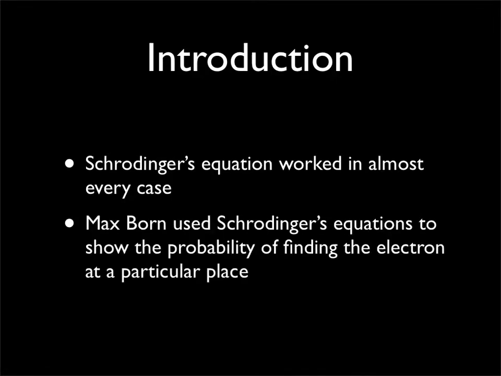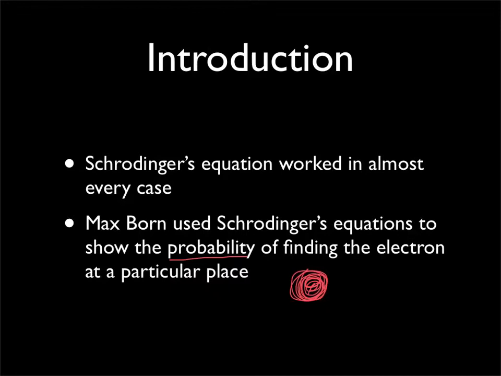So another scientist named Max Born used these equations to find the probability. He says, hey, this is the likelihood of where the electron is going to be. We think it's going to be in this area. That's our probability of finding the electron. That's kind of what he used.